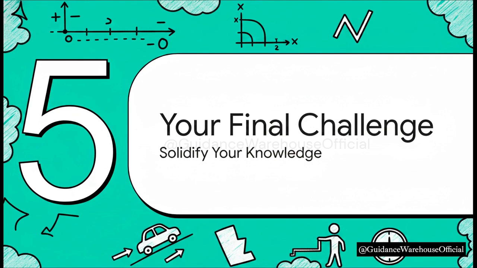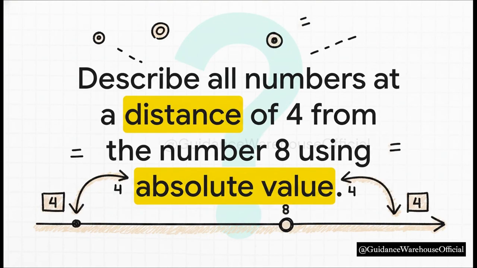So to wrap it all up, I've got one final challenge for you. I want you to really think about this one. Describe all the numbers x that are at a distance of exactly 4 away from the number 8. And more importantly, how would you write that idea down using absolute value? This question really gets to the core of everything we've talked about today.